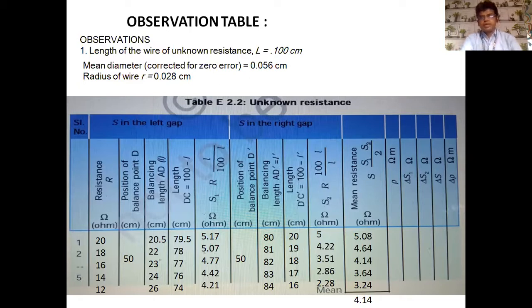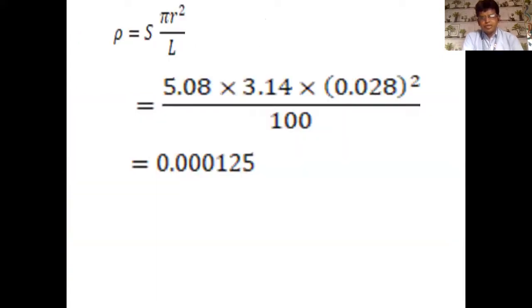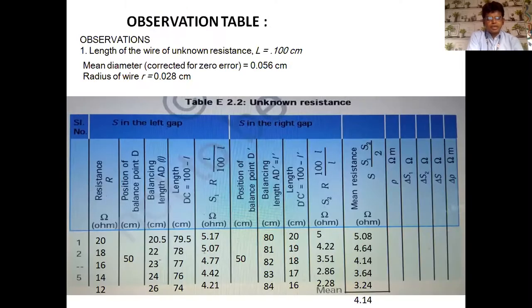Now the error. So we want the values of density, delta S1, delta S2, delta S and delta P. Now I give you one reading with one calculation, and then you find the remaining values. So first we find the value of density. See the equation, very easily: S into pi r square by L. Now what is the value of S? As per the table, you find the value 5.08, the average value for the first row.